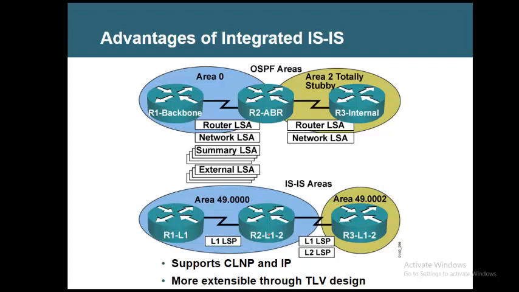In OSPF, you need too many LSAs. You have router LSA, network LSA, summary LSA, external LSA, not-so-stubby area LSA, a lot of LSAs. In ISIS, you have exactly L1 and L2, that's all. L1 between the routers of the same area, L2 between the routers of other areas. So that's one advantage. Another advantage is it supports both CLNP, connectionless network protocol, and then IP.